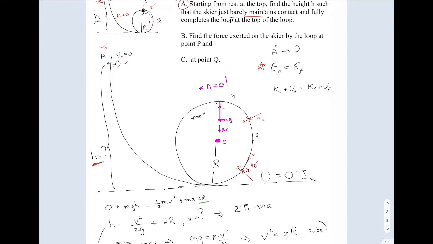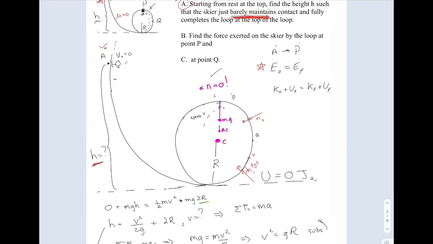Up here, when it says it barely maintains contact, that means the normal force is 0. If the person was somehow standing on a scale up here, the scale would read 0. They'd feel weightless. If they start lower, they wouldn't get to the top and wouldn't fully complete the loop. Anything higher, they would definitely go all the way around, but the normal force wouldn't be 0. So this is the condition I'm using to find h.